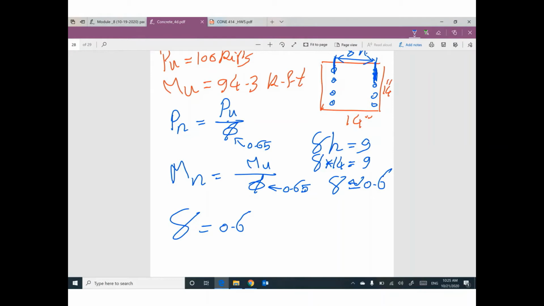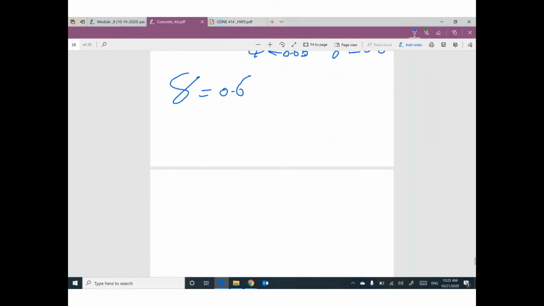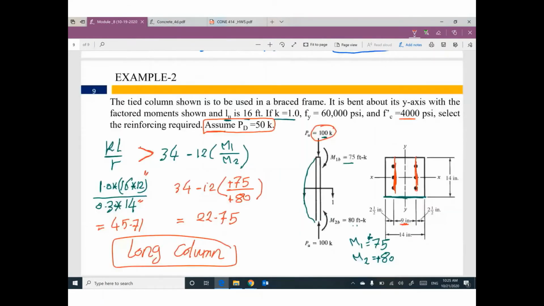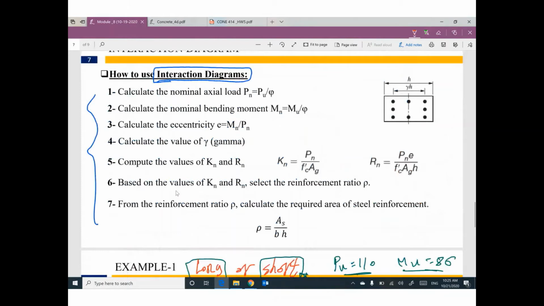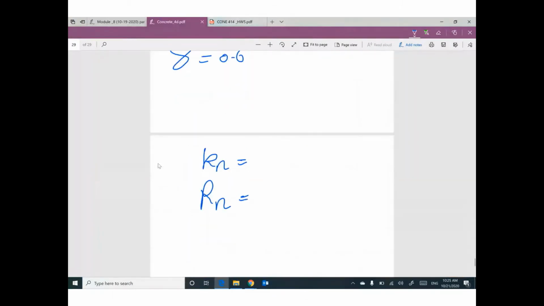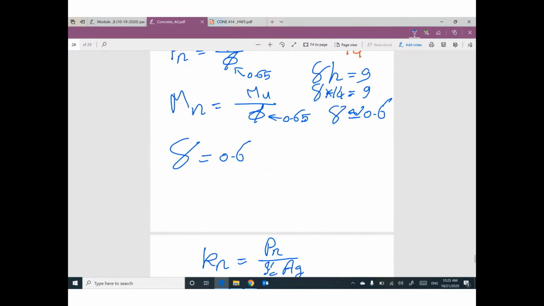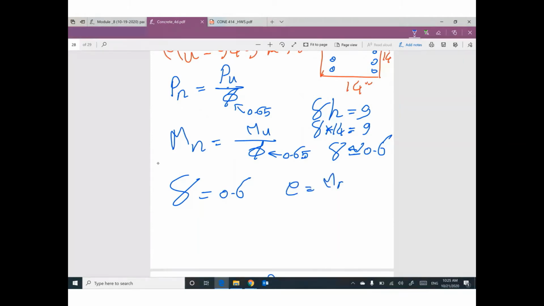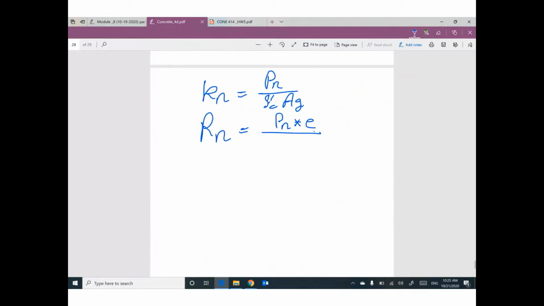I need to figure out two values, Kn and Rn. Do you remember that? Kn equals Pn divided by f'c times area gross. Rn equals Pn times e, I forgot something here, e, times... Mn divided by Pn, or M ultimate divided by P ultimate. Both of them are the same. Anyway, divided by f'c times area gross times h.